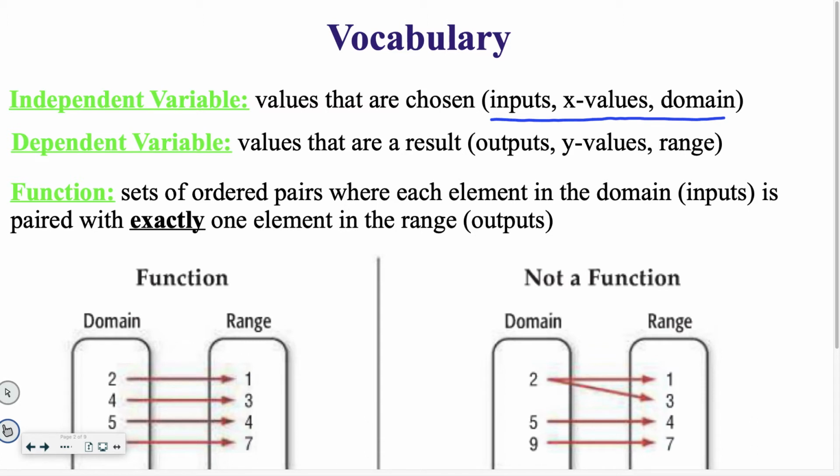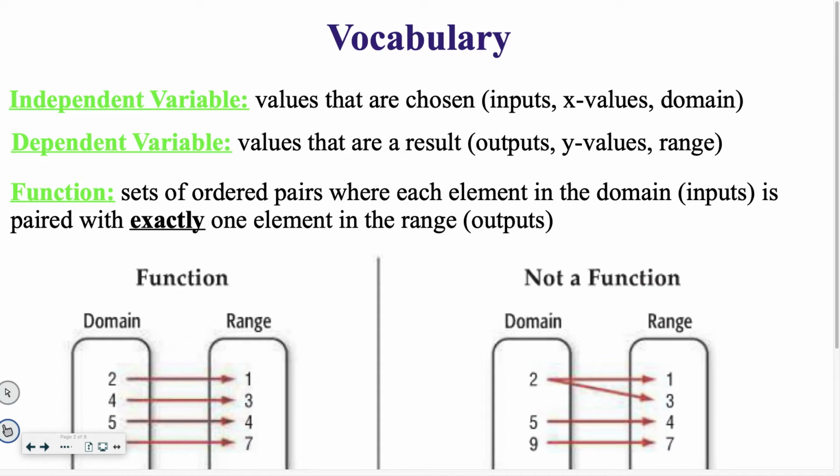Dependent variable is the opposite. So instead of the number that you put in, it's the number that you get at the end, right? It's the result. It's the outputs, y values, and range, okay? Make sure if you don't write that down that you have a screenshot that you can reference later on because you're going to need to know that.